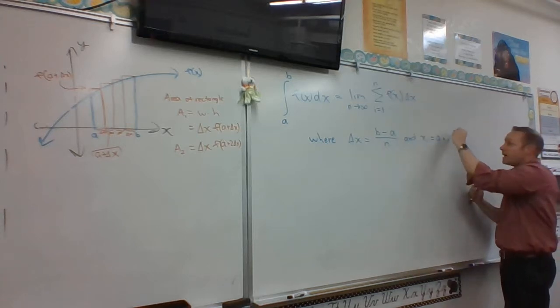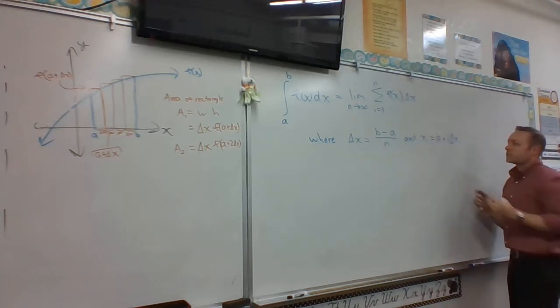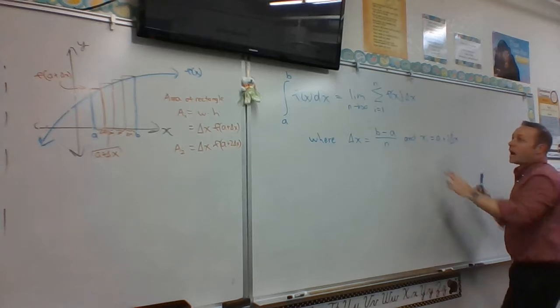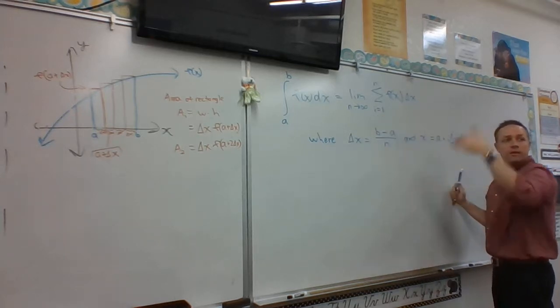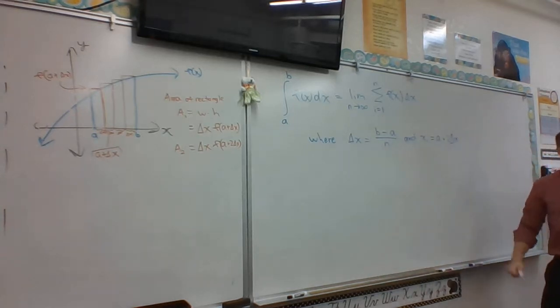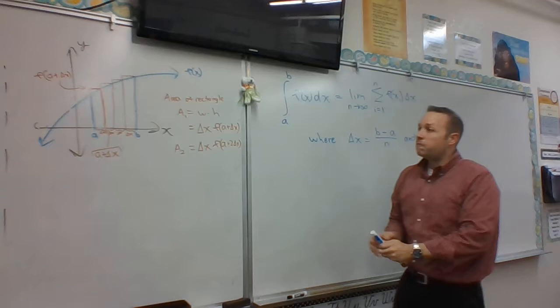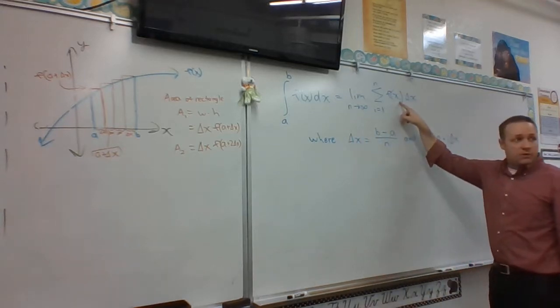We can use i delta x. No, I did not follow. Okay. i is representing 1, 2, 3, 4, 5, etc., for our different x values.